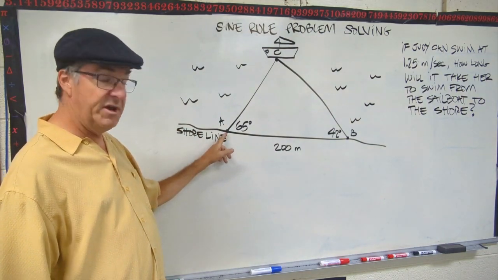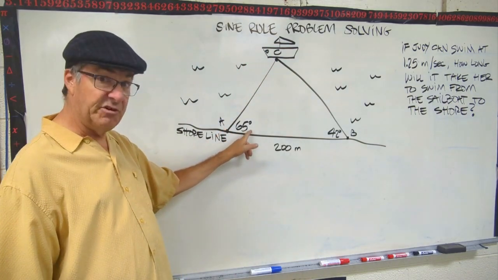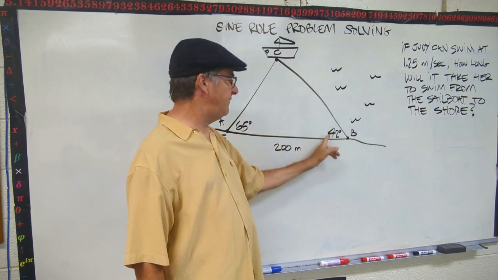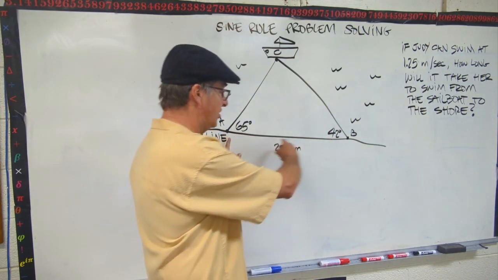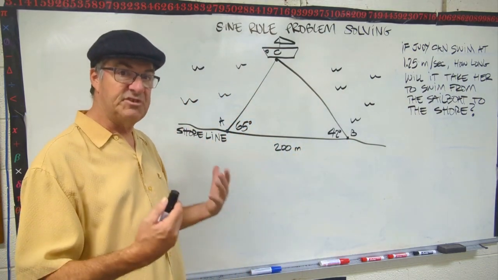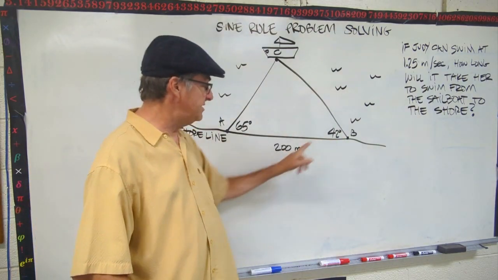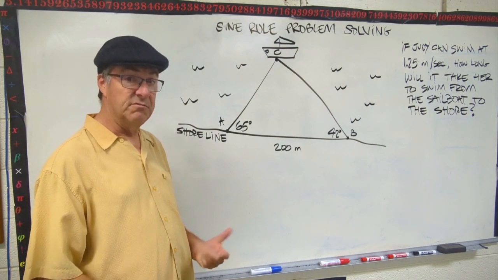I have point A, a straight line to the boat from point A makes a 65-degree angle with the shore. And the same thing from point B to the boat, it makes a 42-degree angle with the shore. And then we've also been able to measure this distance along the shore. So this is actually a real type scenario. If you wanted to find out a few things, you could make these measurements from the shore with the boat out there without ever going to the boat.